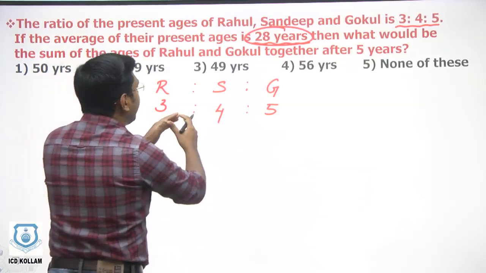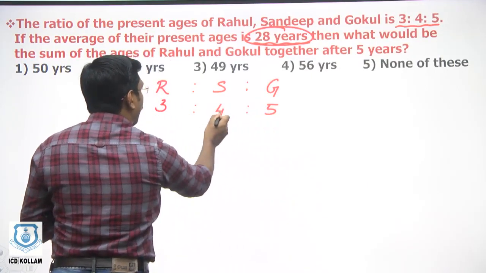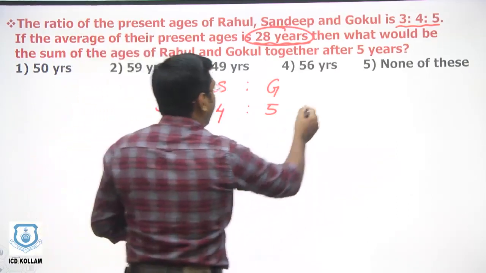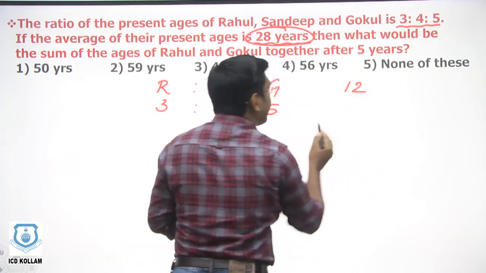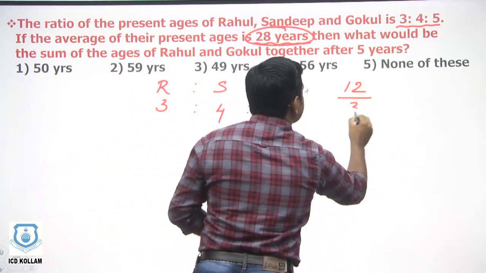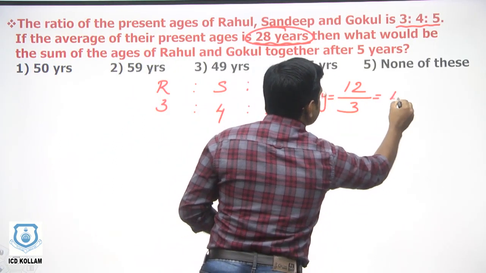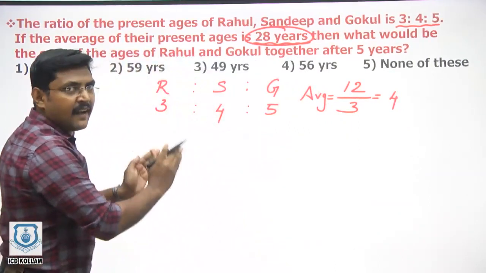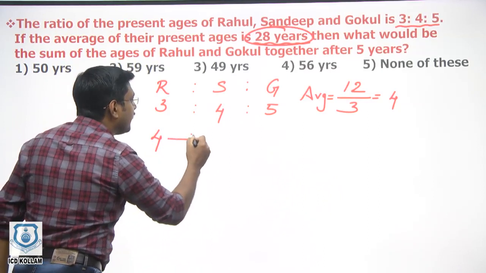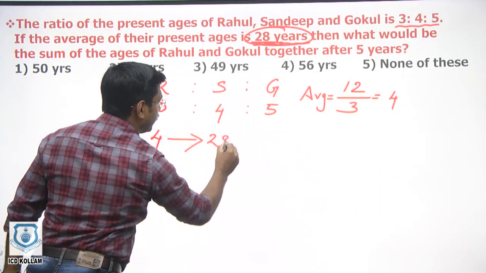First of all, I am going to find the average of this ratio. How is it possible? Just add 5 plus 4, 9 plus 3, that is 12. That is a total of 12. And in order to find the average of that, we need to divide. Total 3 persons are there, so I am dividing that by 3. As a result, we will get the average of this ratio as 4. So we got the average of that ratio as 4. So corresponding to our 4, in the given question it is clearly given that the actual value was 28, right?